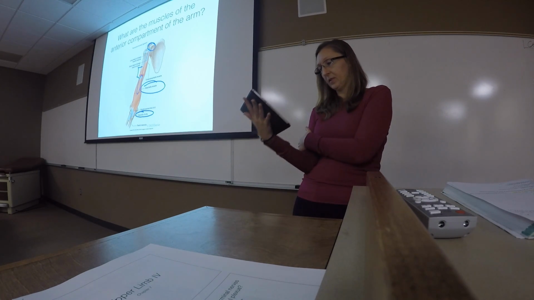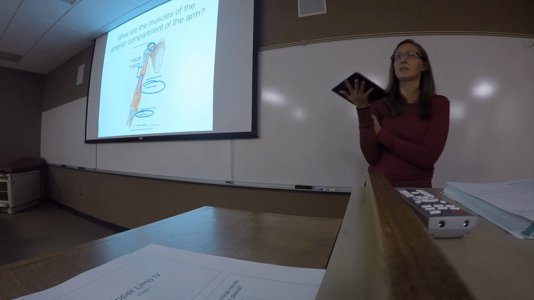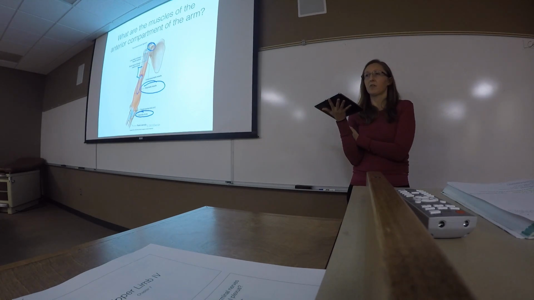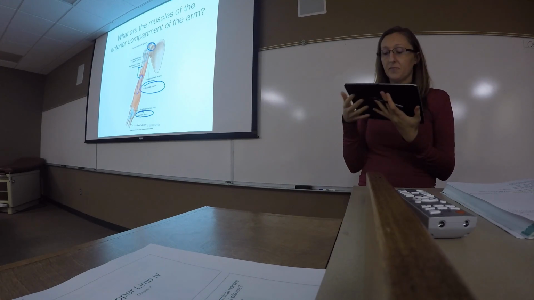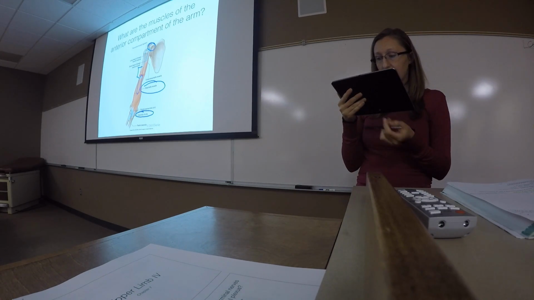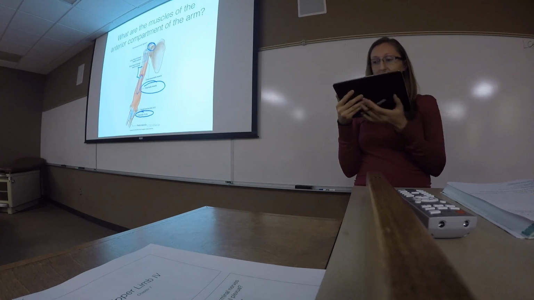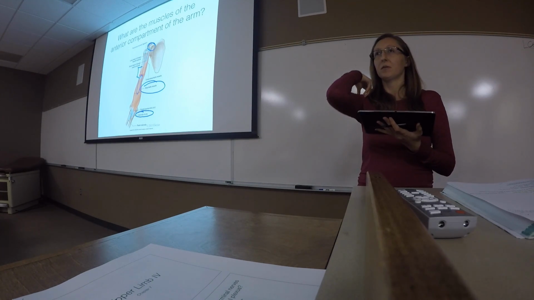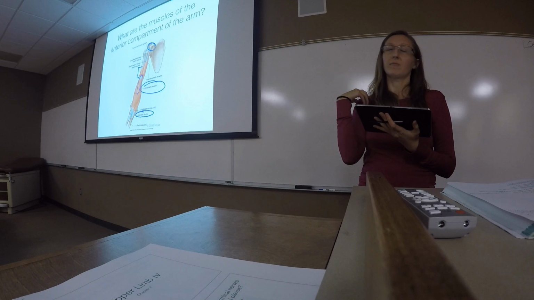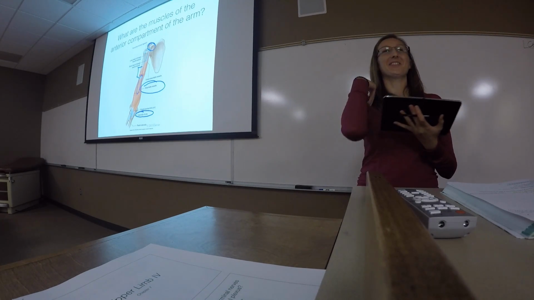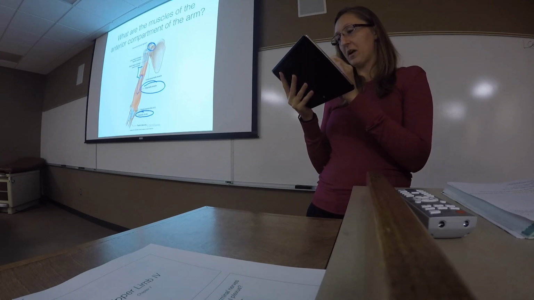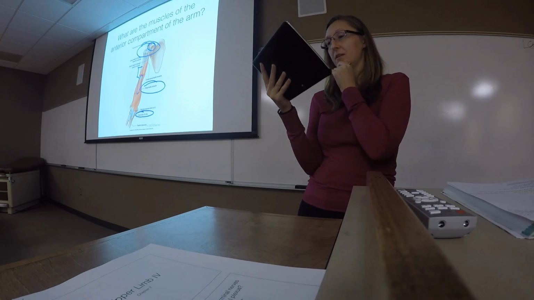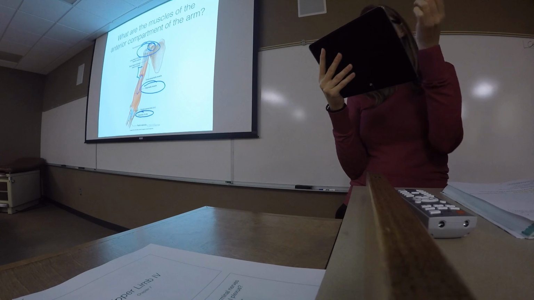Okay. So the brachialis and the biceps brachii are both working on elbow flexion, obviously. The coracobrachialis and the biceps brachii are also involved in flexion of the shoulder joint, because we've got those crossing over the shoulder joint there.